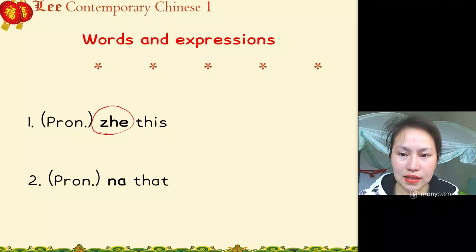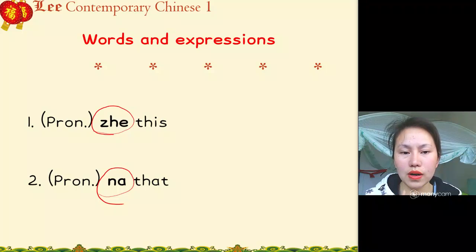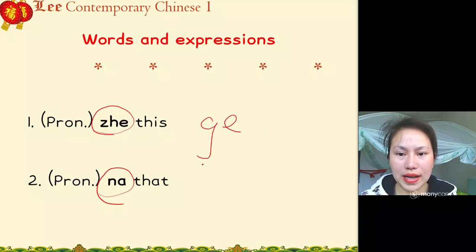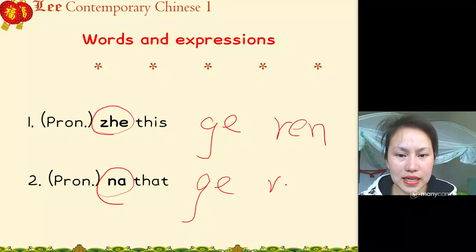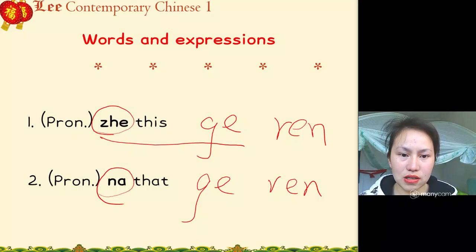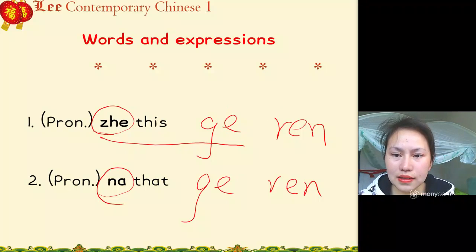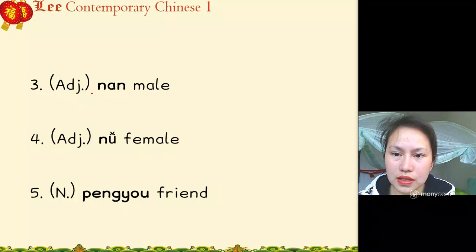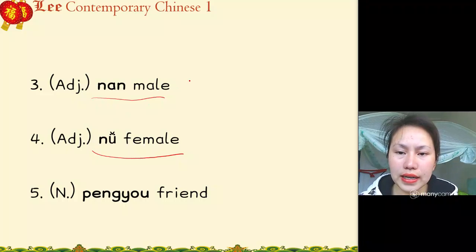这 plus the measure word and the noun, like 这支笔 this pen, or 那支笔 that pen. Or 这个 this one, and 那个 that one. Maybe 这个人 this person or 那个人 that person. 这个, 那个 generally can mean all kinds of things, depending on the situation. And another pair of words: 男 male, 女 female. 男人 men, 女人 women.